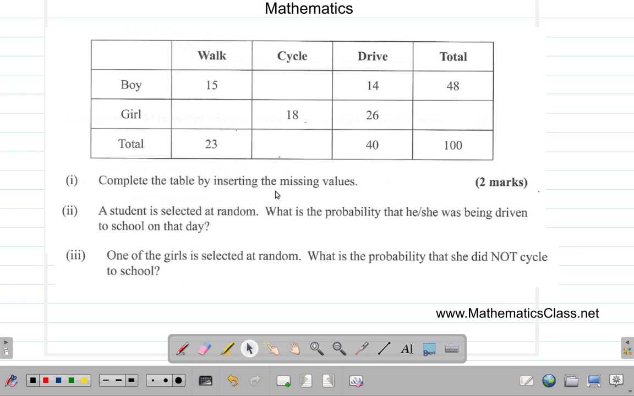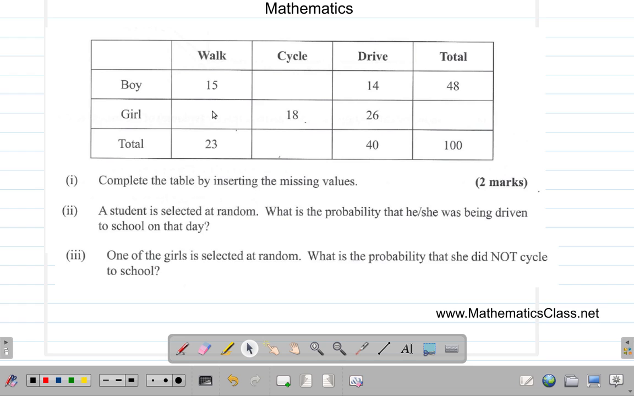Alright, good. What does the question say? Complete the table by inserting the missing values. Pause the video and do it. You done? Make sure you do it. Anyway, the missing values.